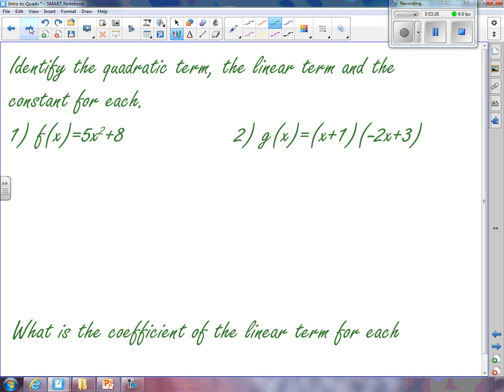Okay, so here let's try to identify the quadratic term, linear term, and the constant term for each quadratic function here. So here, the quadratic term is 5x squared because that's the term that has the x squared in it. The linear term is just 0 because there's no term that just has an x with a power of 1. And 8 is the constant term.